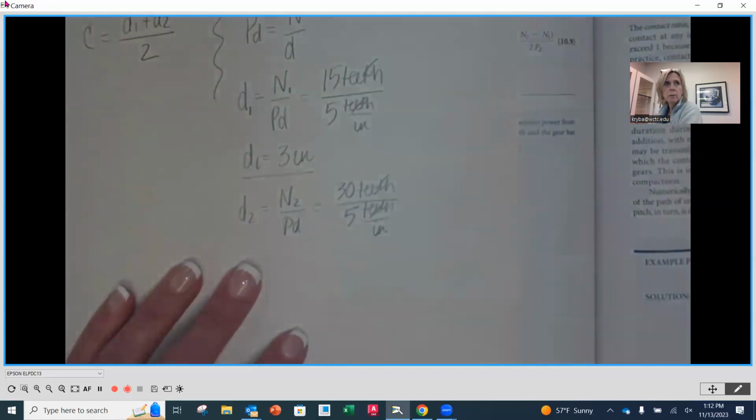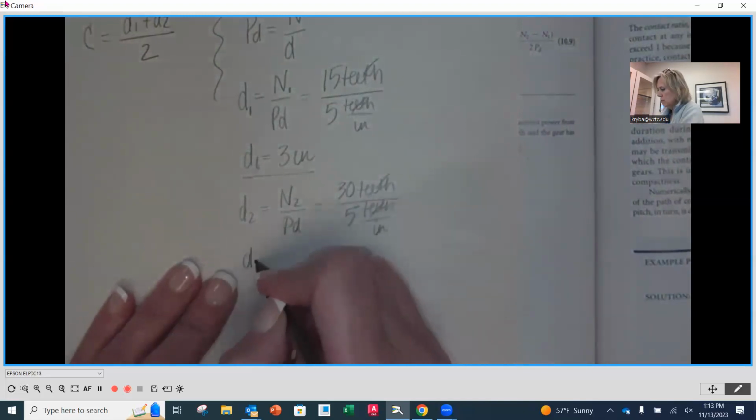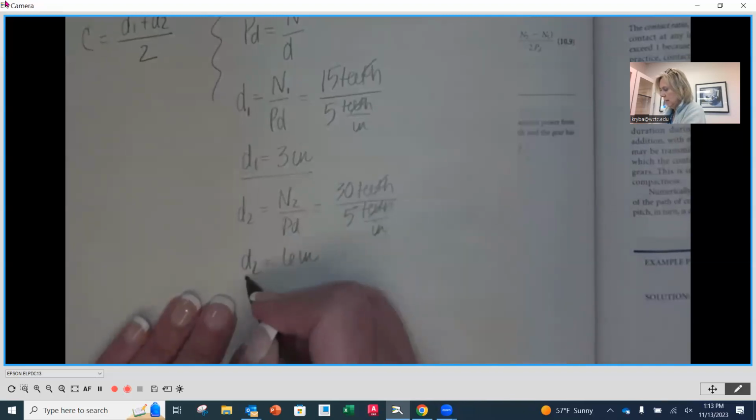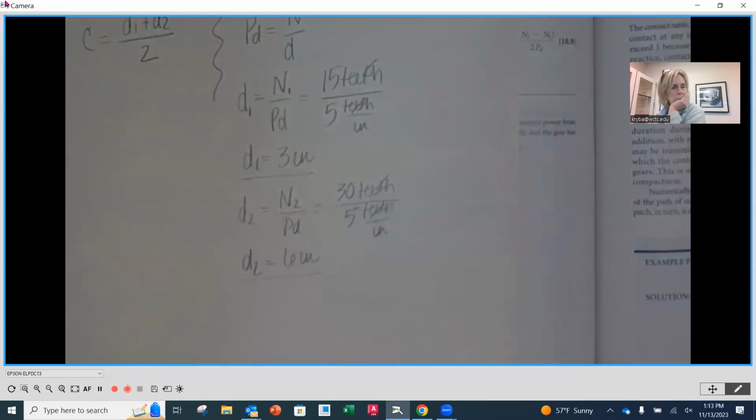Teeth cancel. We're left with inches in the denominator of the denominator, multiply up. So our D2 is going to be 30 divided by 5. That's going to be 6 inches, right? Okay.